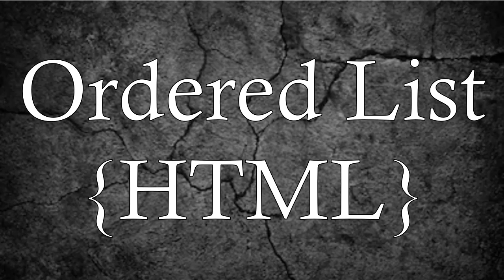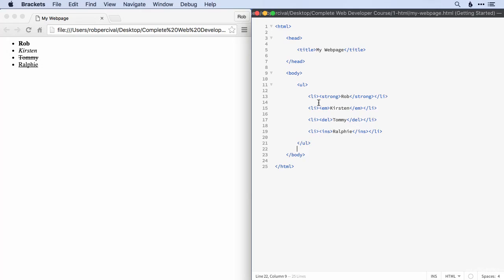So now we've seen how to create unordered lists using UL to create the list and then LI to create individual list items. Can you guess how we might create an ordered list? Have a go. I hope you guessed right. All we do is change UL to OL for ordered list, and the same in the closing tag there.